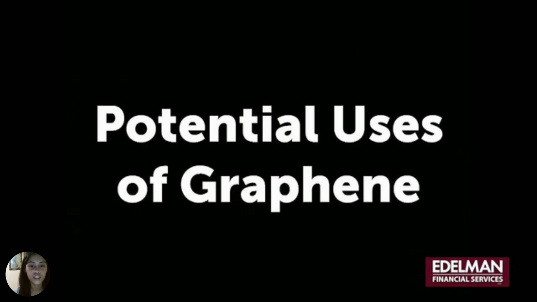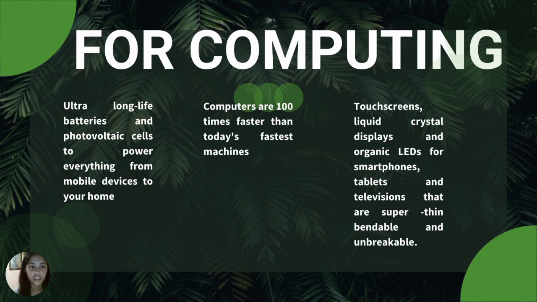So what are the potential uses of graphene? First is for computing. For computing, ultra long life batteries and photovoltaic cells to power everything from mobile devices to your home. Imagine, from the thinnest material, it can provide power to everything from mobile devices to our home. Second, computers 100 times faster than today's fastest machines. Touchscreens, liquid crystal displays, and organic LEDs for smartphones, tablets, and televisions that are super thin, bendable, and unbreakable.